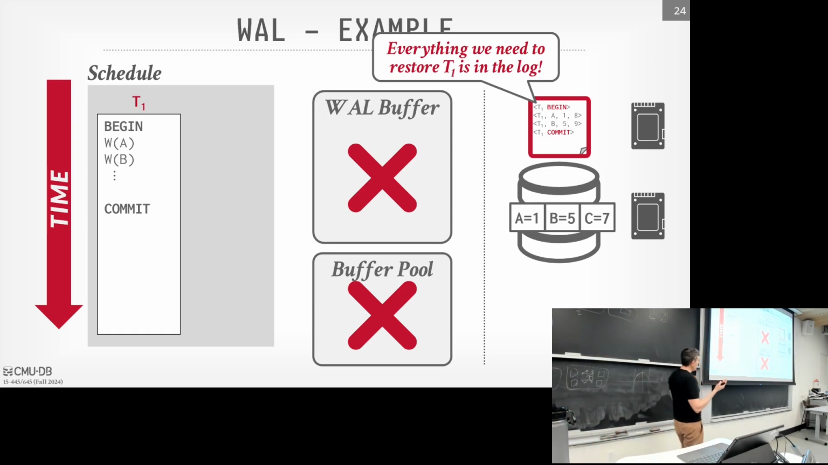And now the benefit also is, as I said, this is all sequential I/O, because I'm just appending to the log, writing out contiguous data to disk. That's going to be way faster than if I updated a lot of pages and had to do a bunch of random I/O. So committing the transaction is much faster.